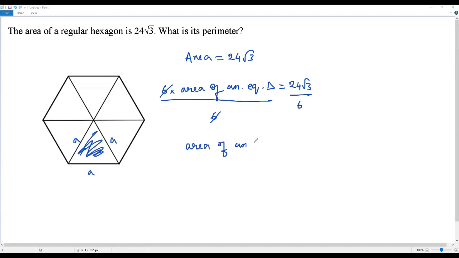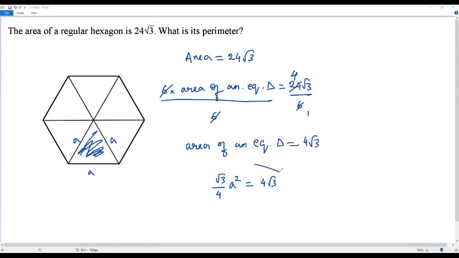So the area of an equilateral triangle equals, 6 goes into 6 one time and 6 goes into 24 4 times. I'm getting 4 times square root of 3. Okay, there is a formula for the area of an equilateral triangle: square root of 3 over 4 times a squared equals 4 times square root of 3. Here this a represents the length of each side of the equilateral triangle. Once I get the value of a, I get the length of each side of the regular hexagon, and then it can be multiplied by 6 to get its perimeter.